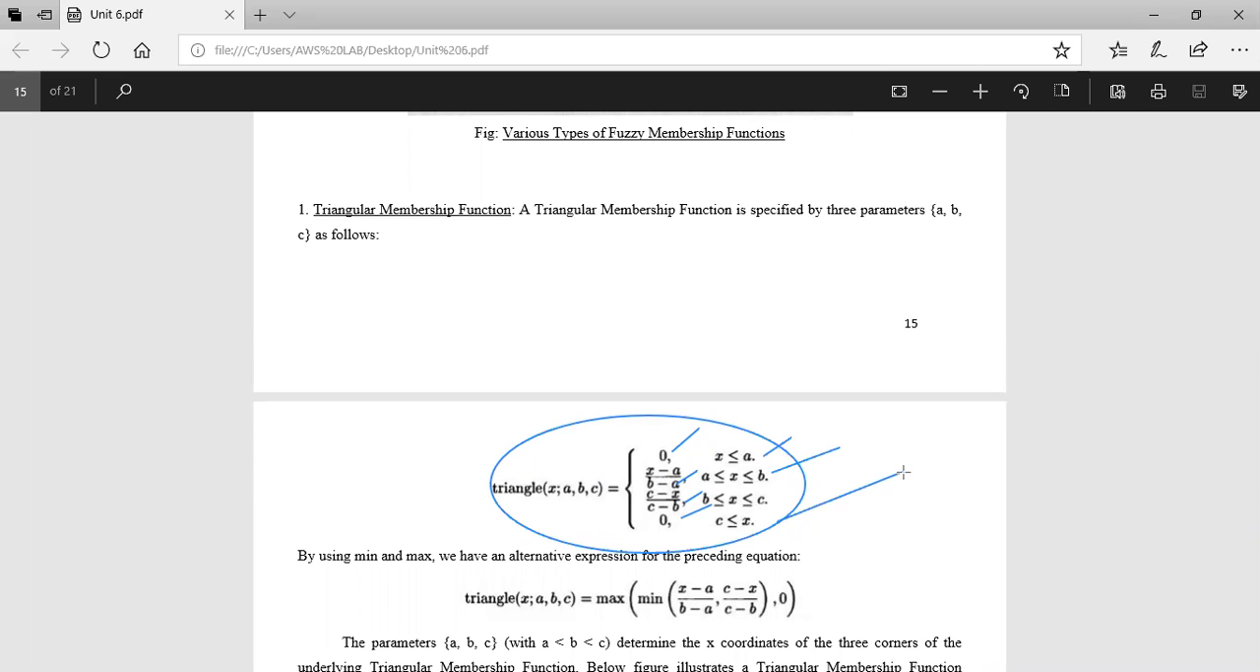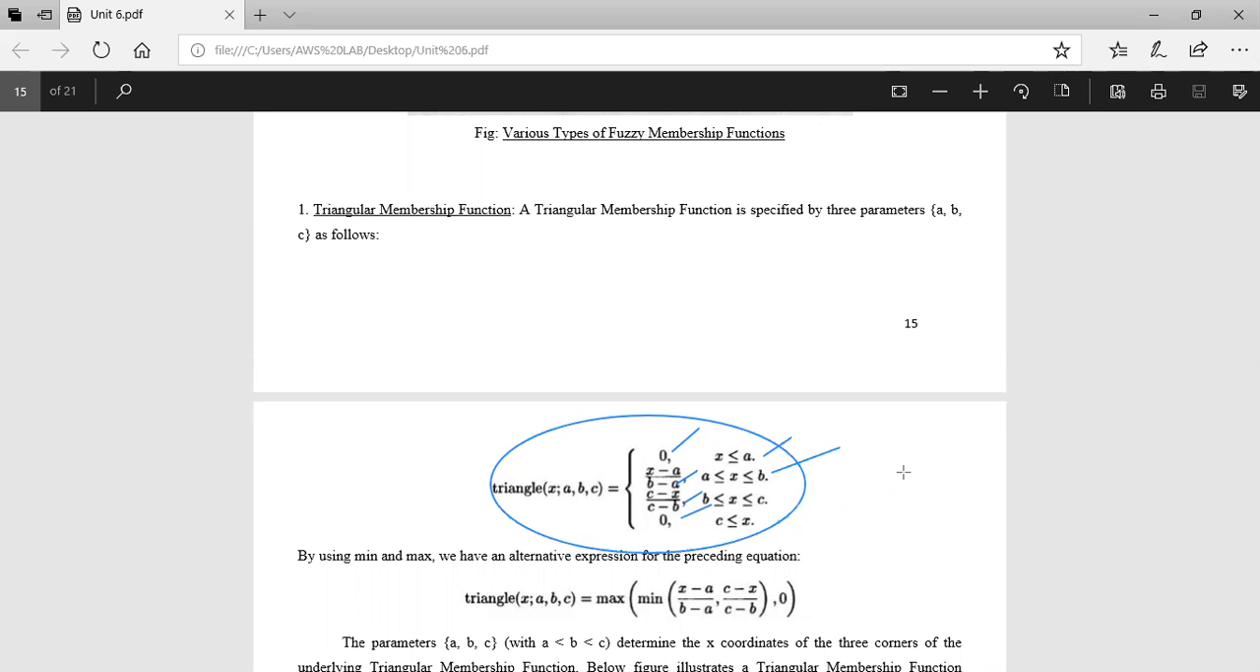Simple, what you must remember is the graph above. For a triangle membership function, taking x axis and y axis, there should be a graph like a triangle symbol where the edge should be sharp. If you remember that graph and this formula, it will be enough, right?